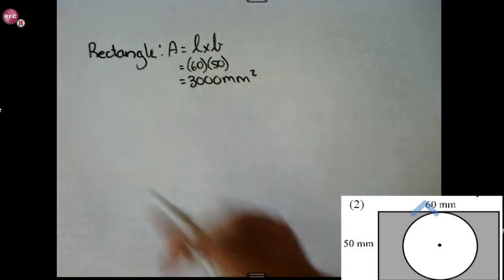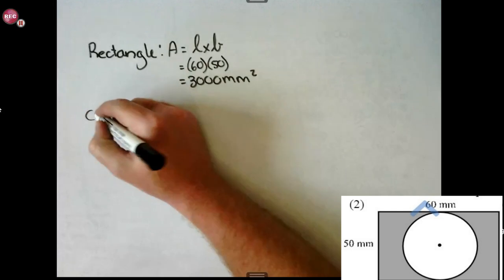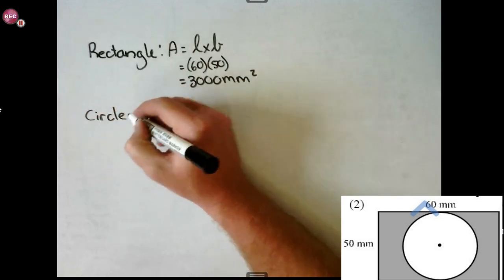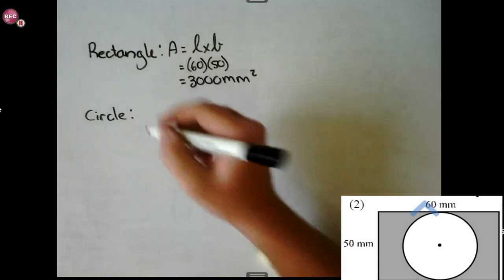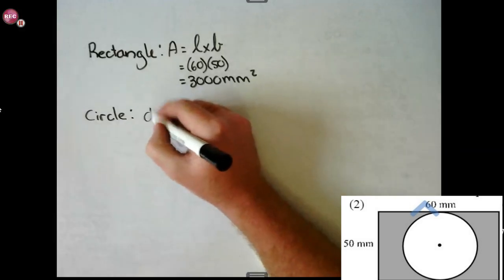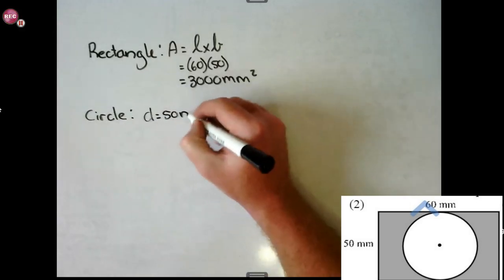Now for the circle, obviously in the shape, you are going to ask me, how do I get the diameter of the circle? If you look at the shape on the bottom right here, you will see that the circle touches the top and the bottom of the rectangle, which means that the diameter of the circle is obviously the breadth of the rectangle. So the diameter is equal to 50 millimeters.